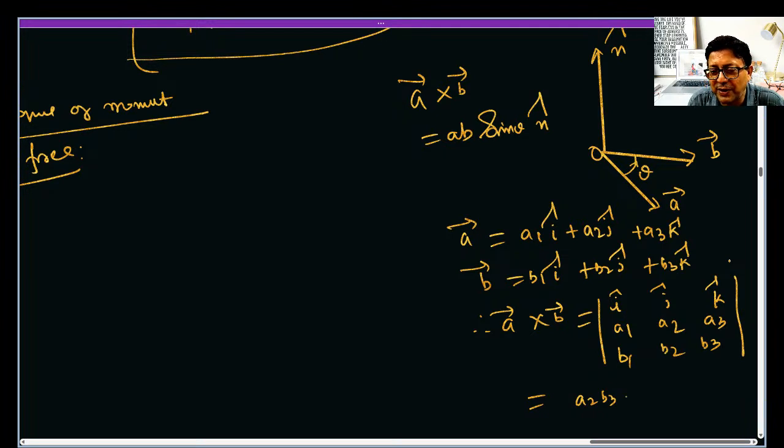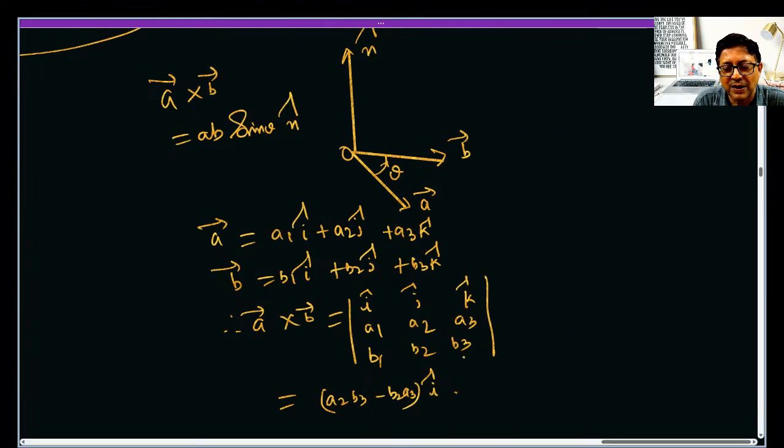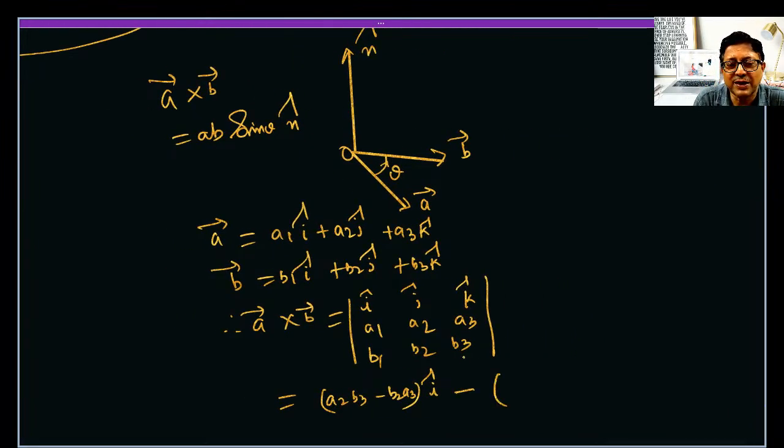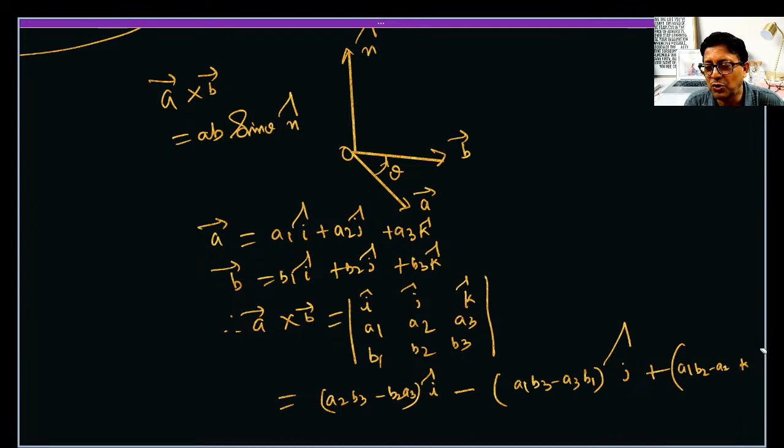Yes, A2, B3 minus A3, B2, into I cap. Next, minus A1, B3 plus A3, B1, J cap, plus A1, B2 minus A2, B1, K cap.